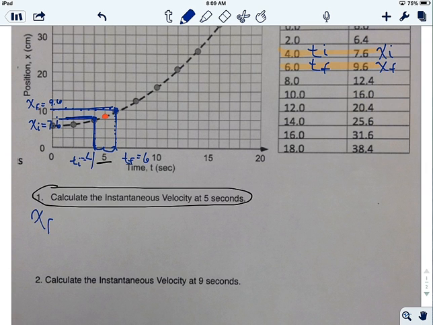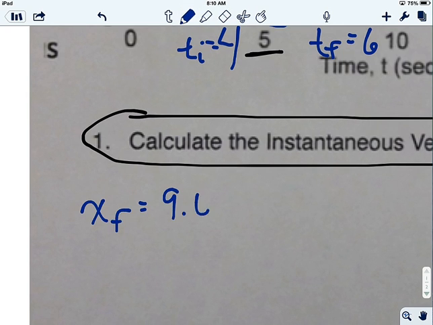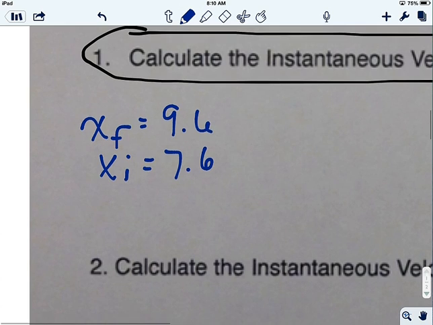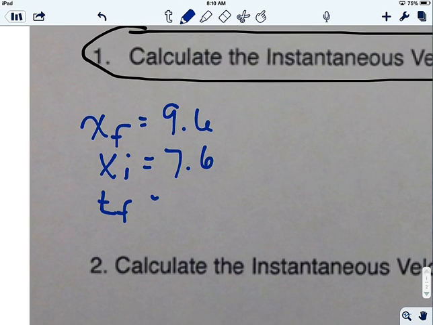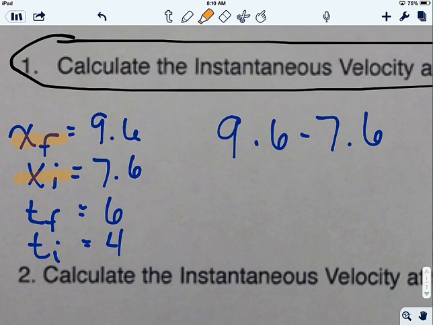All right, so now we can go down, and if we know those things, I know that Xf was 9.6, Xi was 7.6, Tf was 6, and Ti was 4. I can go ahead and do some calculations now. So I'm going to do 9.6 minus 7.6 because that was Xf minus Xi. And then I'm going to divide by 6 minus 4 because that was Tf minus Ti.